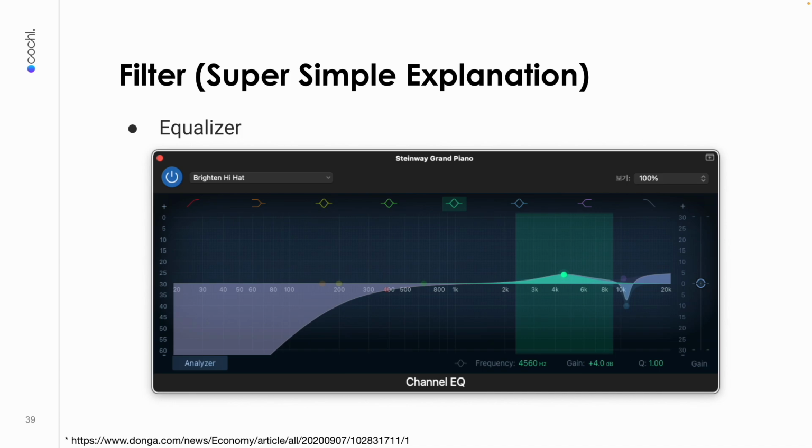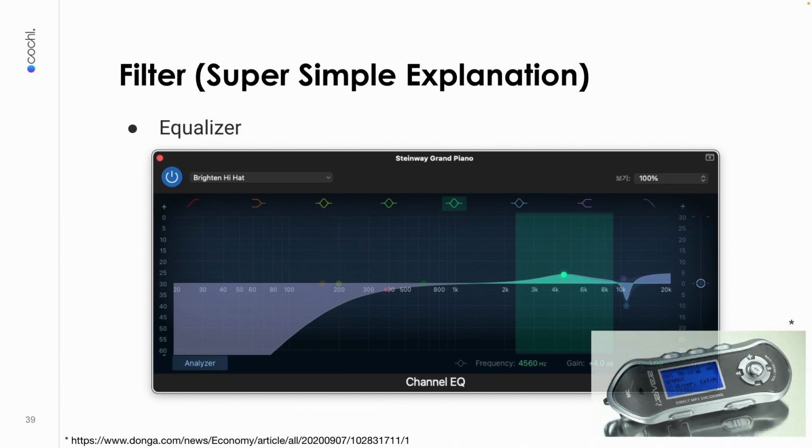It is convenient to think of the equalizer we see in commonly used music player devices. You can think of the principle as almost the same. In this case, it not only plays the role of attenuating a specific frequency band, but also plays the role of emphasizing it.